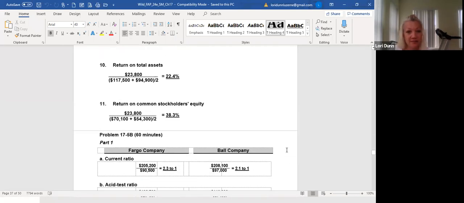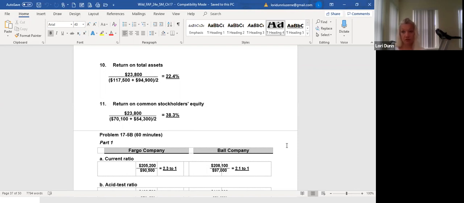All right, so let's take a look at that first ratio, the current ratio. Make sure you understand where all the numbers come from. Remember, that's total current assets, which for Fargo Company we would need to add together. So they just don't give you current assets. You need to add the 20,000 cash to the accounts receivable of 88,700, to the merchandise inventory of 86,800, and the prepaid expenses of 9,700. So that's where the 205,200 comes from. And then they do give you current liabilities for Fargo of 90,500. So we have here 2.3 to 1.